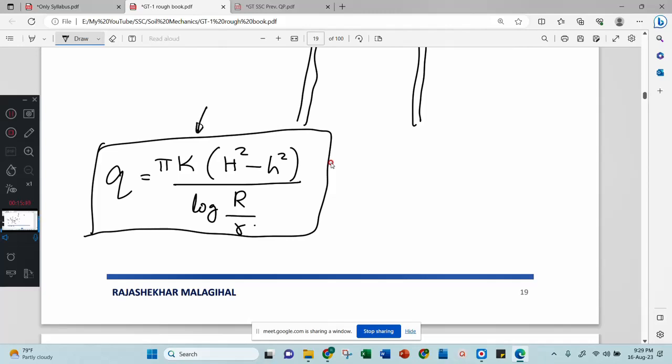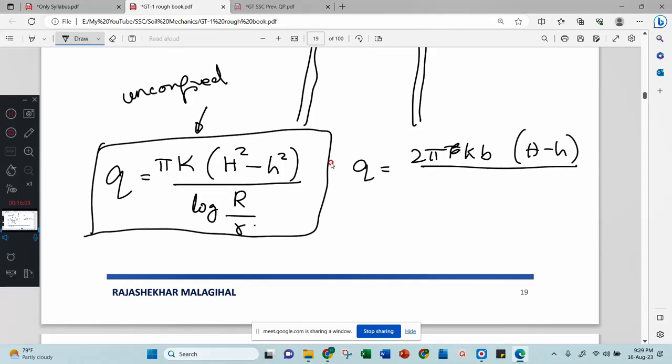Then this equation we are using for the unconfined aquifer. Then we have an equation for the confined aquifer, that is Q equals 2 pi T, that is 2 pi k b into (H minus h) divided by log of r by r.